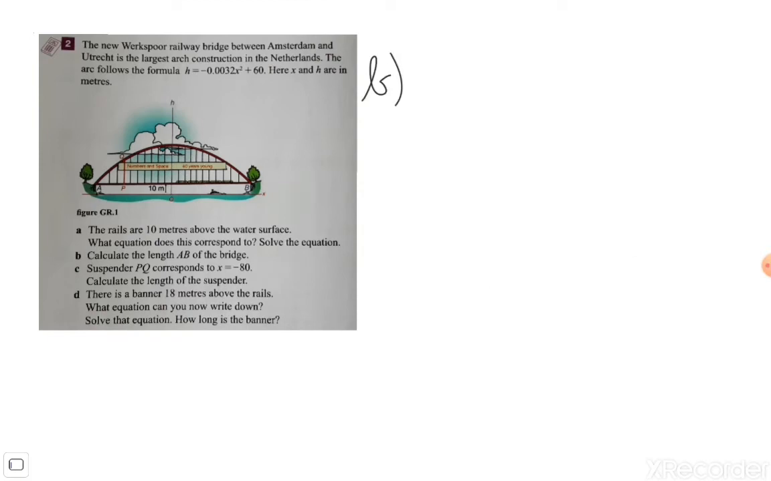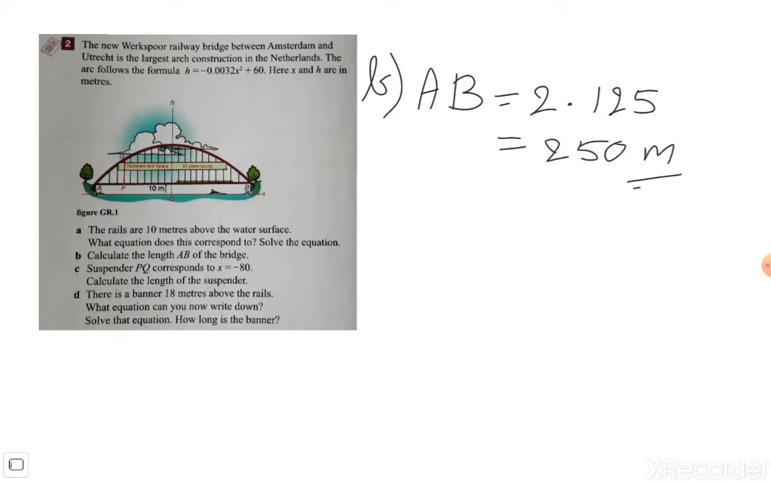Exercise B. Calculate the length from A to B. Well, with exercise A, we just calculated that x was 125 and minus 125. So if we want to know the length from A to B, that's 2 times 125 meters. So that's 250 meters. Don't forget the unit behind your answer.